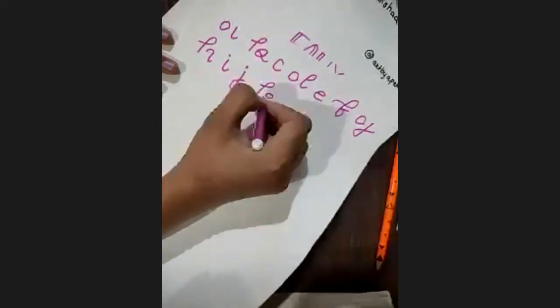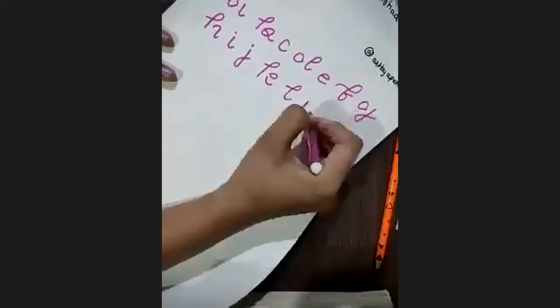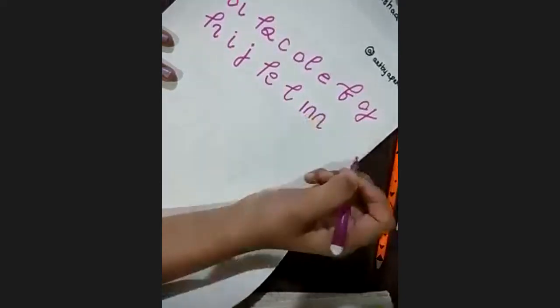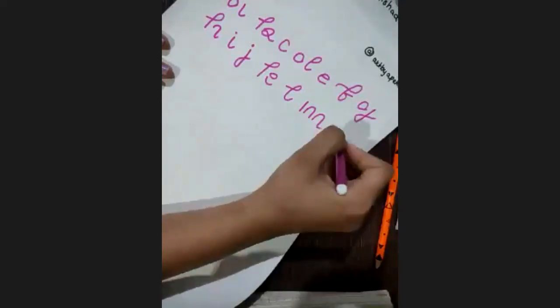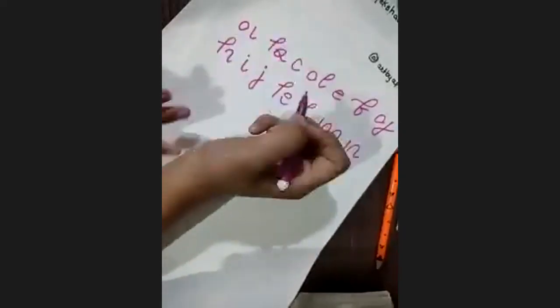So this is K. So basically, whatever I'm doing, it has all the strokes. So I'll show you with this first, then I'll complete everything. Okay.